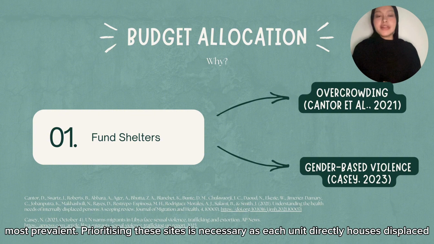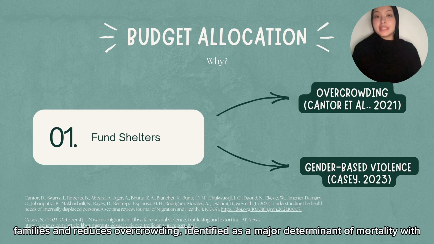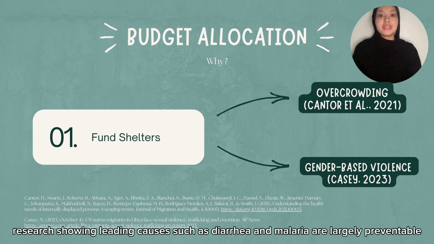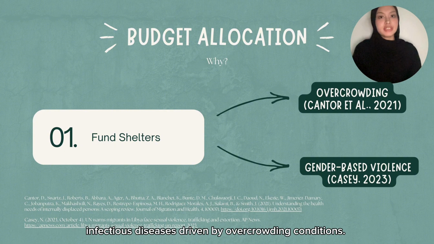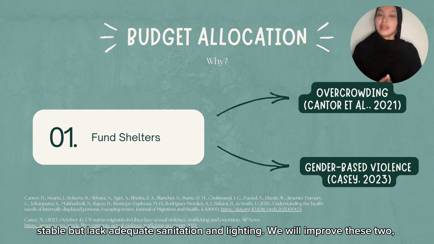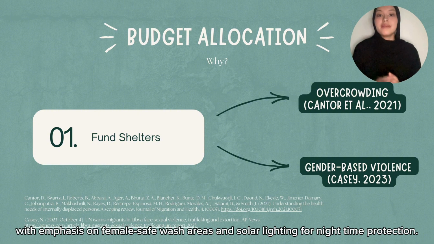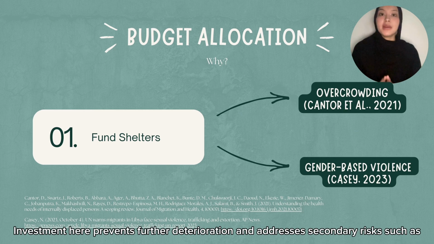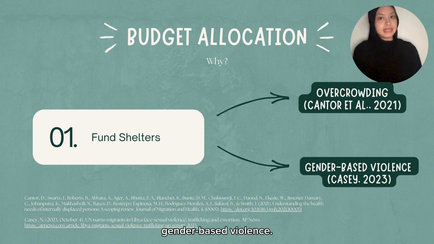Prioritizing these sites is necessary as each unit directly houses displaced families and reduces overcrowding, identified as a major determinant of mortality, with research showing leading causes such as diarrhea and malaria are largely preventable infectious diseases driven by overcrowding conditions. Approximately $100,000 will support sites where existing shelters may be structurally stable but lack adequate sanitation and lighting. We will improve these too, with emphasis on female-safe wash areas and solar lighting for nighttime protection. Investment here prevents further deterioration and addresses secondary risks such as gender-based violence.